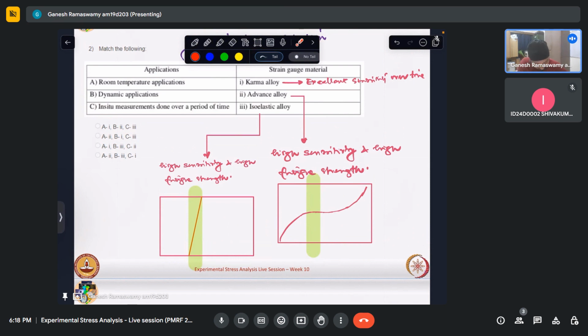While for dynamic applications which don't have much temperature variation, we need high sensitivity and high fatigue strength for applying it for dynamic applications. But since the constraint also says that one of the options has to be for room temperature, we generally go with advanced alloy for room temperature and isoelastic alloy for our dynamic measurements.